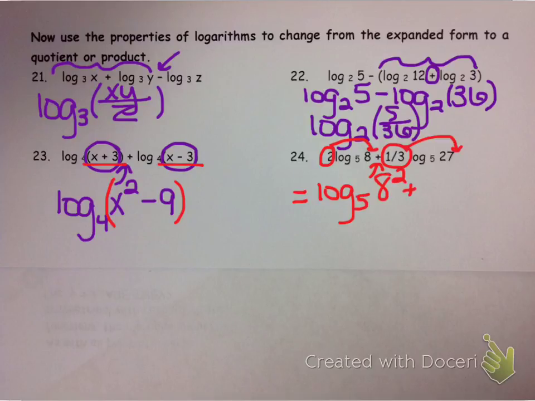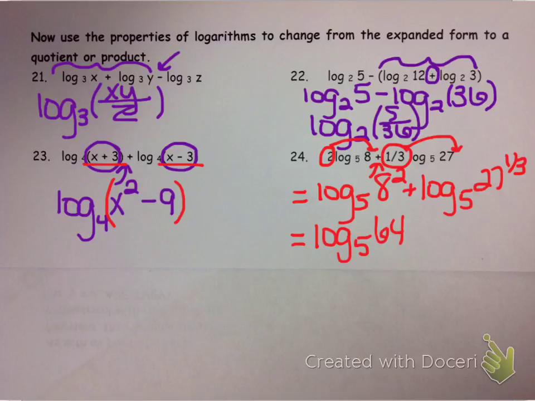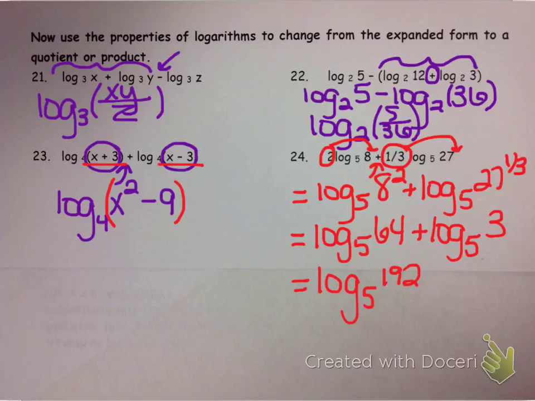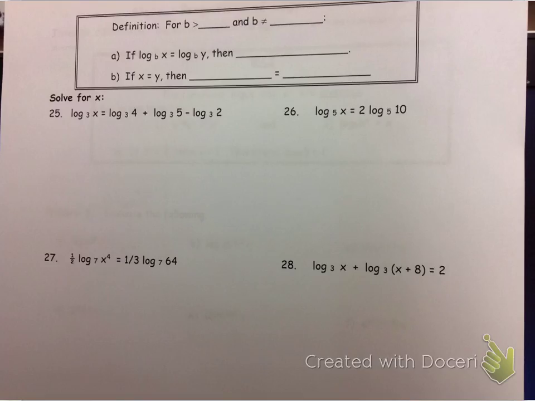So the 2 will move back up to be above the 8, and the 1/3 would move back up to be above the 27. And so at that point what we would have is 8 squared is 64, and 27 to the 1/3 is the cube root, so that would be 3. And now I can put them back together into a single log, so log base 5 of, and then the two numbers would multiply and we would get 192. Okay, and that is as compressed as it gets.